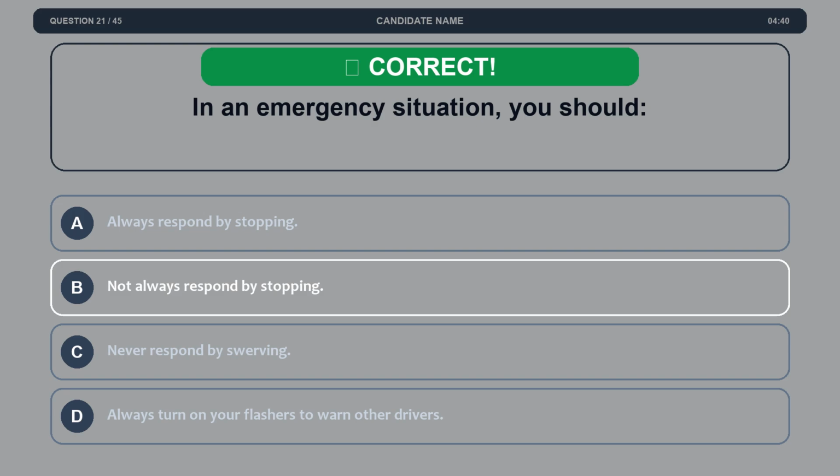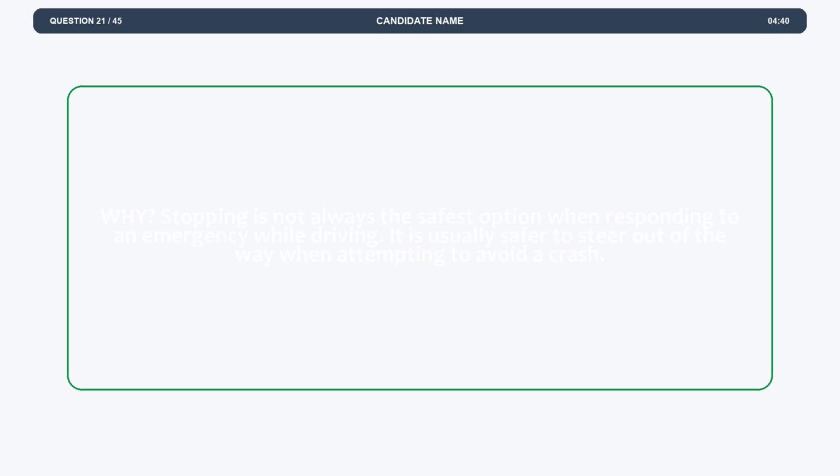The correct answer is option B. Not always respond by stopping. Explanation. Stopping is not always the safest option when responding to an emergency while driving. It is usually safer to steer out of the way when attempting to avoid a crash.